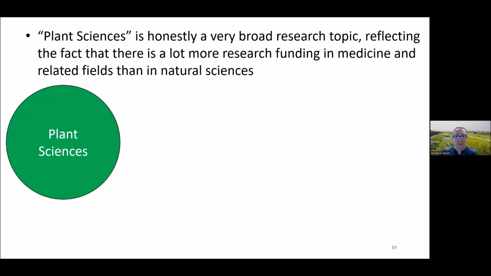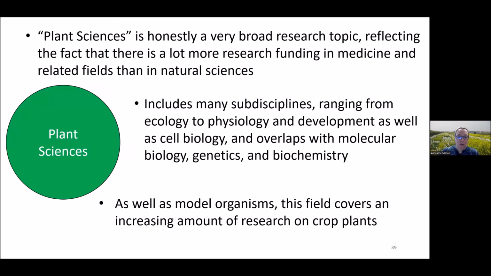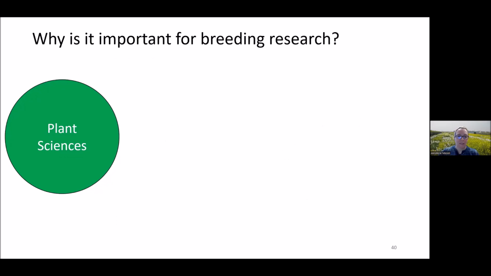Plant sciences is a very broad research topic. There's actually more research funding in medical and related fields than natural sciences. So we have this catch-all plant science kind of group. So this includes many subdisciplines from ecology to physiology and development and cell biology. And it overlaps as well with molecular biology, genetics, and biochemistry. So as well as model organisms, this is increasingly covering a lot of research on crop plants.